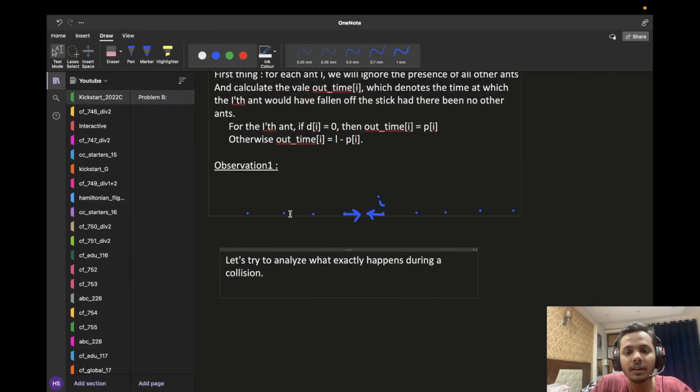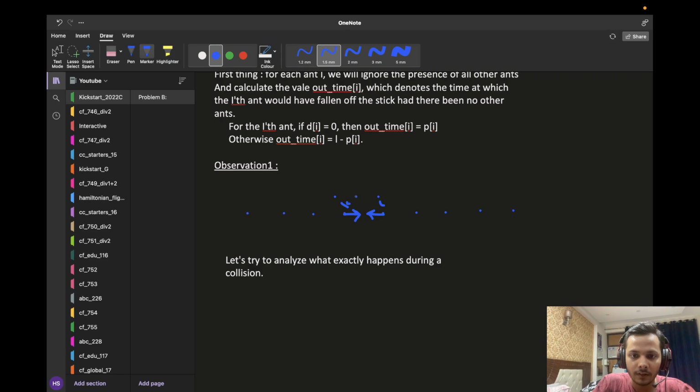Okay, so now let's see what happens during a collision. So if the ith and I minus 1th ants collide, the result of this collision looks something like this. So let's say this is the ith ant, this is the I minus 1th ant, right? So before collision, this is the situation, but after the collision, this ith ant is now moving to the right and this I minus 1th ant is now moving to the left. Okay, so instead of the ith ant moving to the left, the I minus 1th ant is moving to the left.